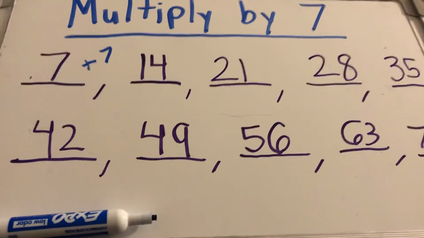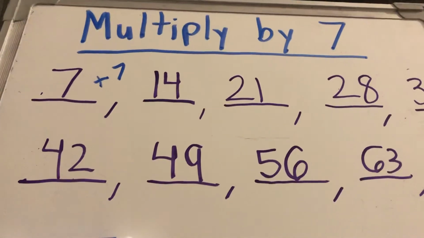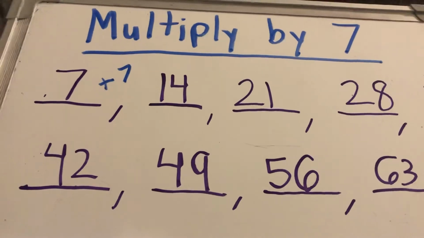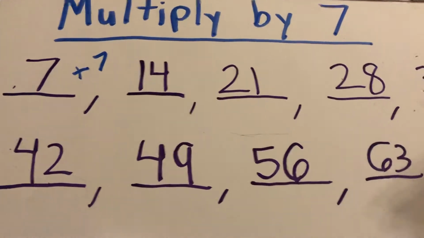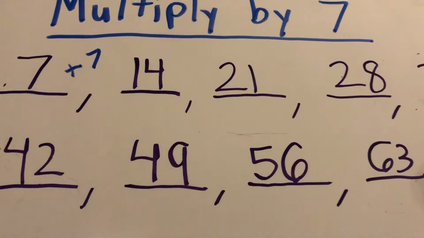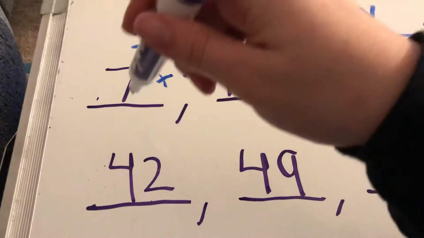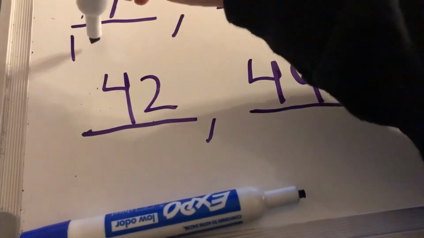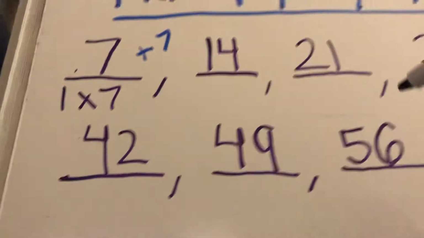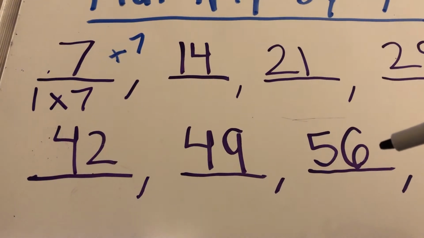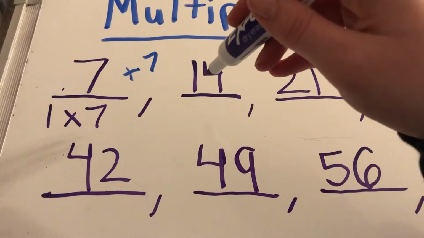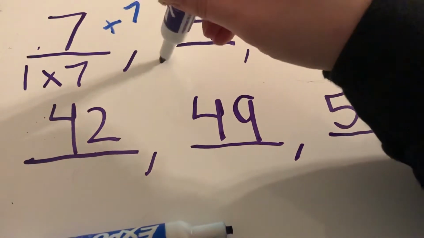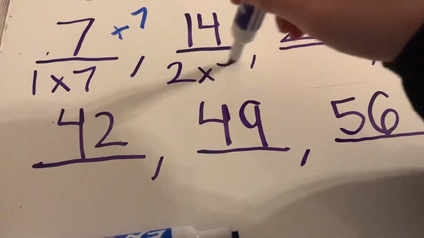Now, what we are going to do to help us out is we are going to come up with the multiplication expression that matches each fact. So when we have 1, 7, we have one group of 7, right? Now, when we have 14, how many 7s do we have? Yeah, it's our second number. So we have 2 groups of 7.